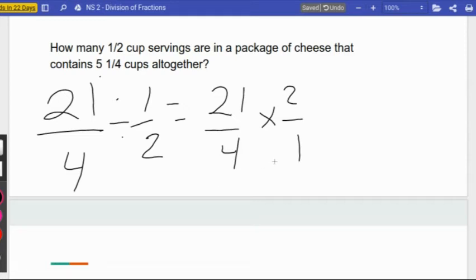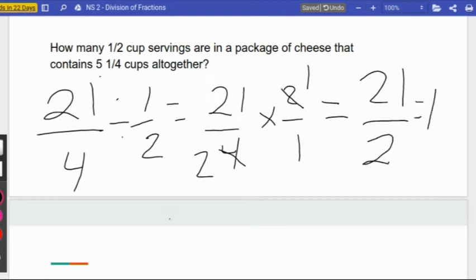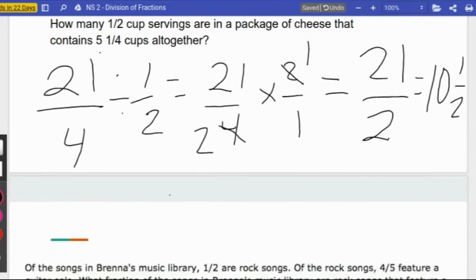Okay, and then I can go ahead and simplify first. When we multiply, that makes us have to deal with a little bit smaller numbers. And so I have 21 times 1, which is 21, and 2 times 1 is 2. And if I put that in simplest form, I have 10 and a half. So there are 10 full servings and half of another serving in my package.